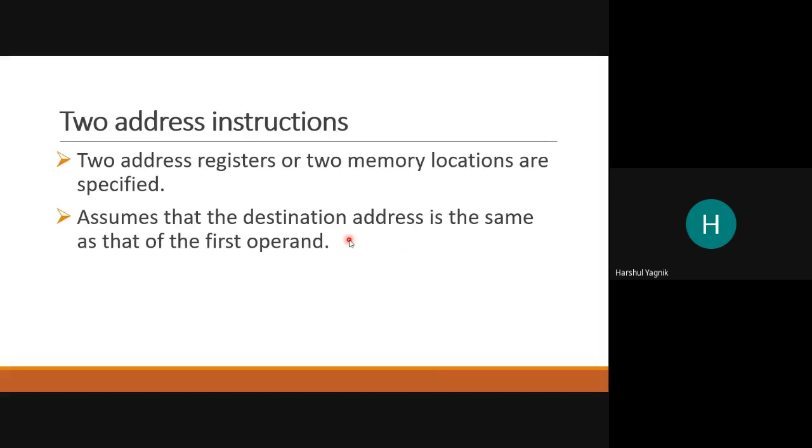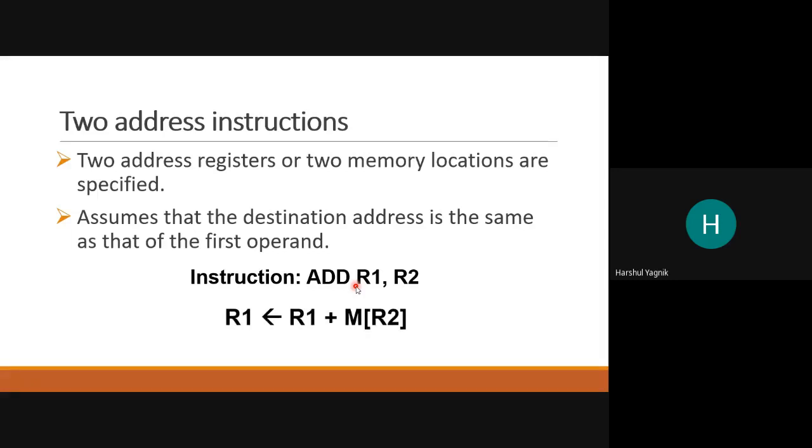Then there are 2 address instructions, where 2 address registers or 2 memory locations are specified, and it assumes that the destination address is only the first operand. So operands are in these 2 registers, and the result of the operation is stored in the first operand, which is used as the destination register. First operand is destination register. So these are 2 address instructions like this.